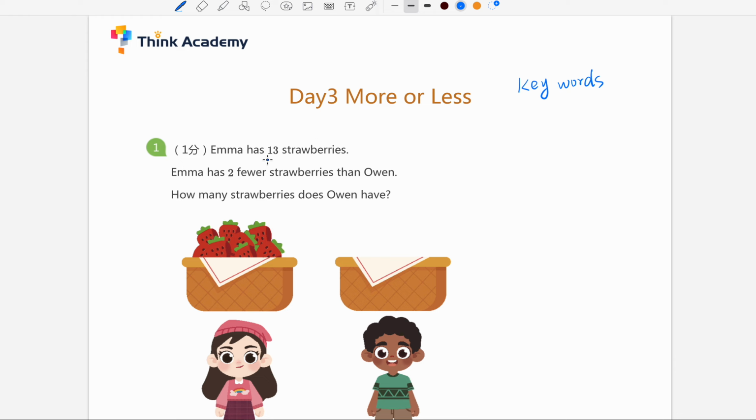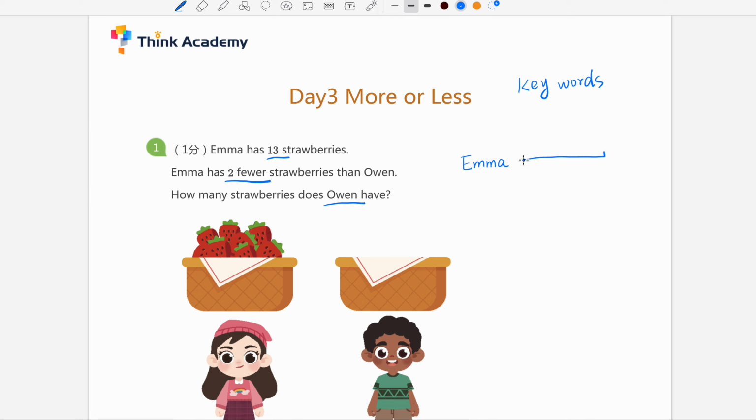So now we can see the first key word will be 13. And Emma has 2 fewer than Owen. How many strawberries does Owen have? So the number of Owen's strawberries will be the final question. So now we can draw the number line to help us.